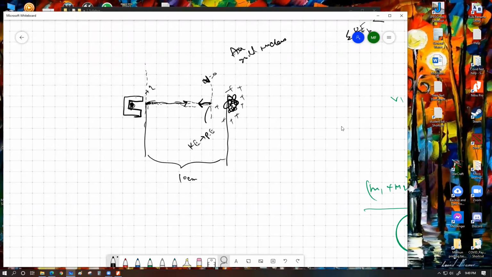Now, as the alpha particle approaches the gold nucleus head on, it will slow down definitely. If you consider that your collision is starting when the alpha particle was released, what is your starting condition? Your starting condition is the alpha particle was 10 centimeter away from the gold nucleus and approaching towards it.